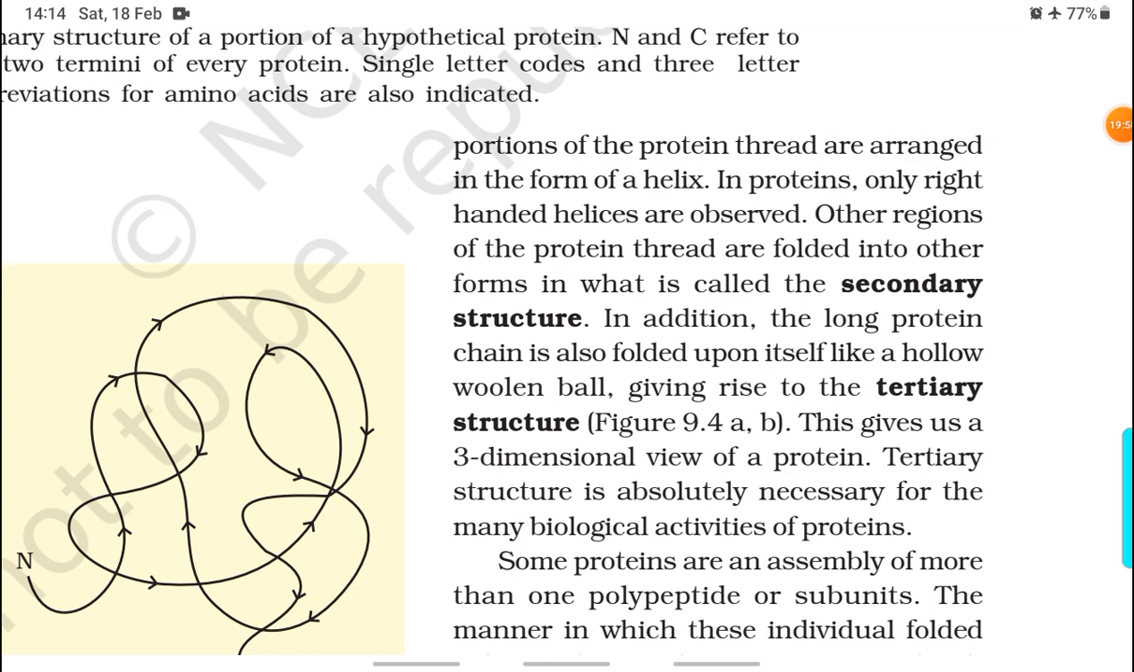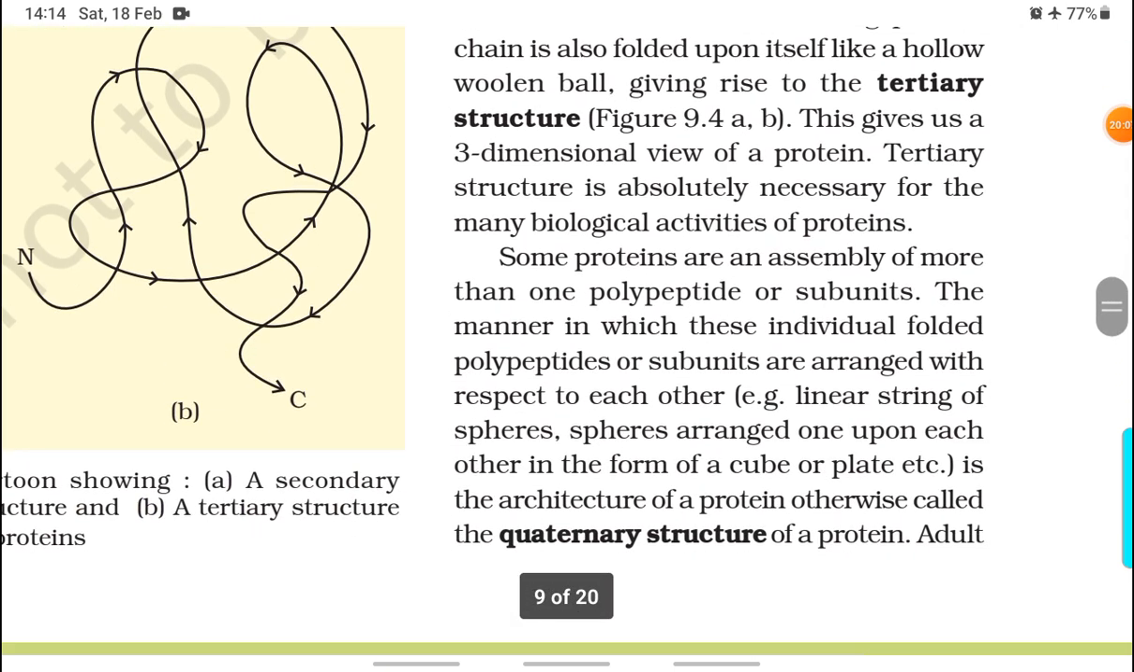In addition, the long protein chain is also folded upon itself like a hollow woolen ball, giving rise to the tertiary structure. This gives us a 3D or three-dimensional view of a protein. Tertiary structure is absolutely necessary for the many biological activities of proteins.